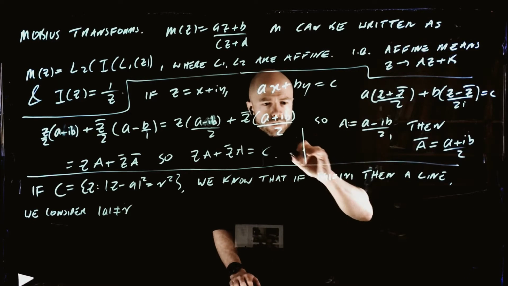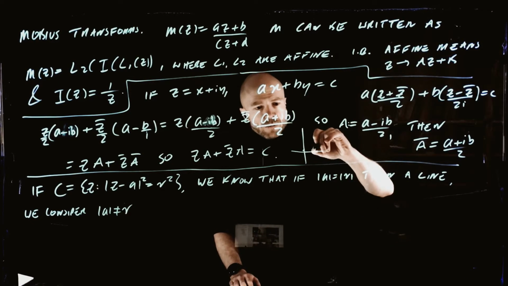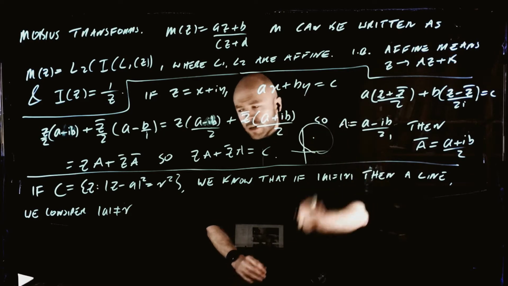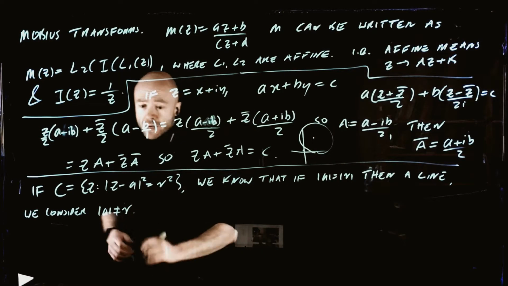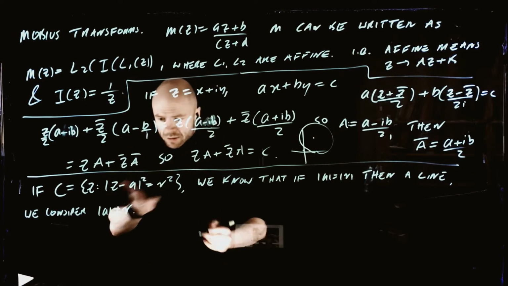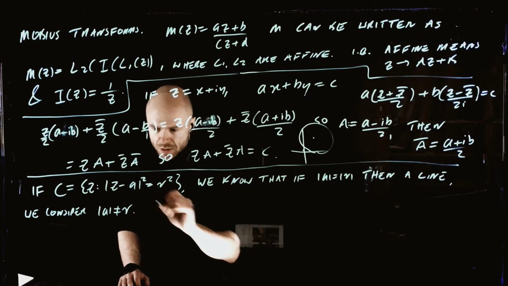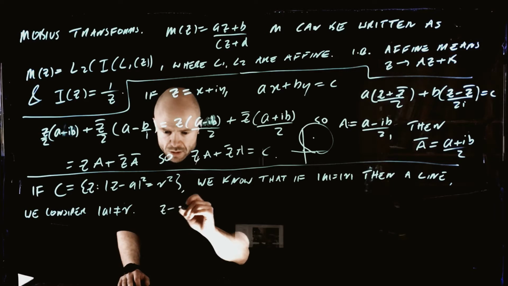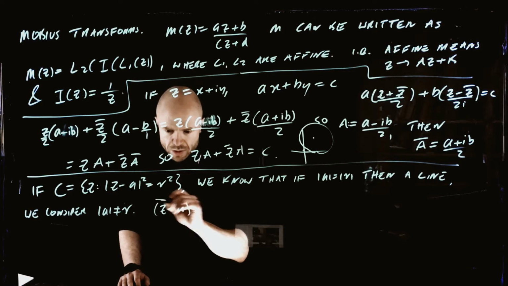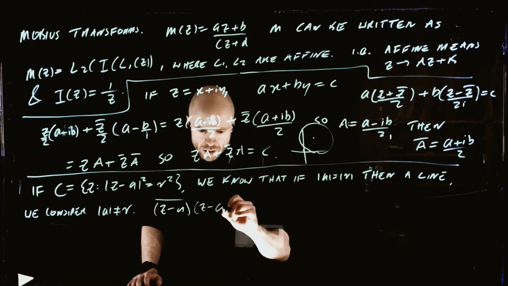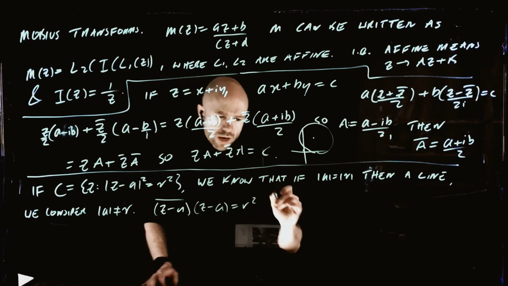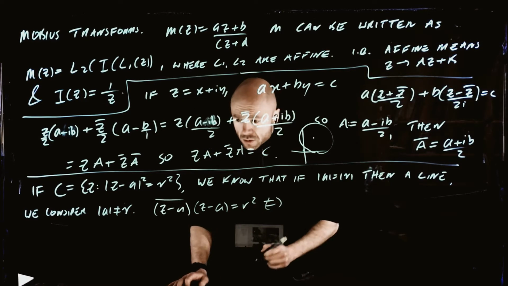This is 0, this is A, and we no longer have the radius going through 0. Something else is happening. Okay, so how are we going to do this? Well, we just expand out what the circle means exactly as we did before. So the equation of the circle can be written as (z minus a)(z minus a conjugate) equals r squared, and then we expand that out.